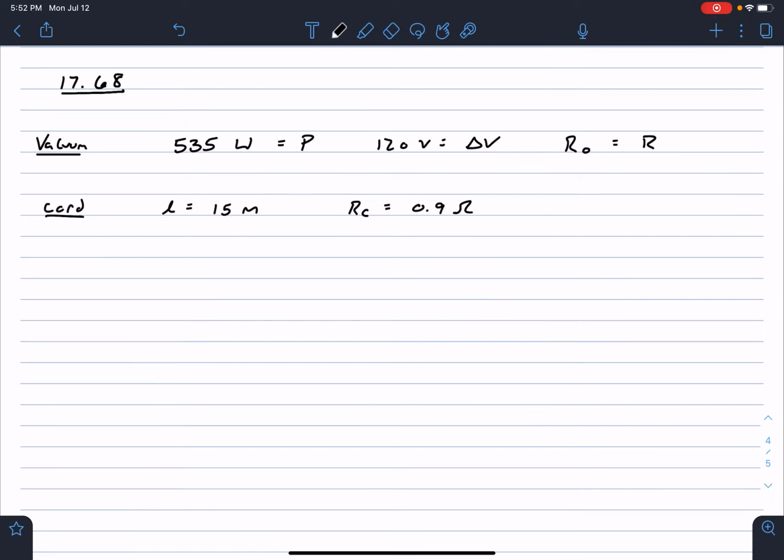So number 68 in chapter 17, we have a man who wishes to vacuum his car with a canister vacuum cleaner marked with 535 watts power at 120 volts. The car is parked really far from the building, so he needs to use an extension cord, right? And that's length of 15 meters.